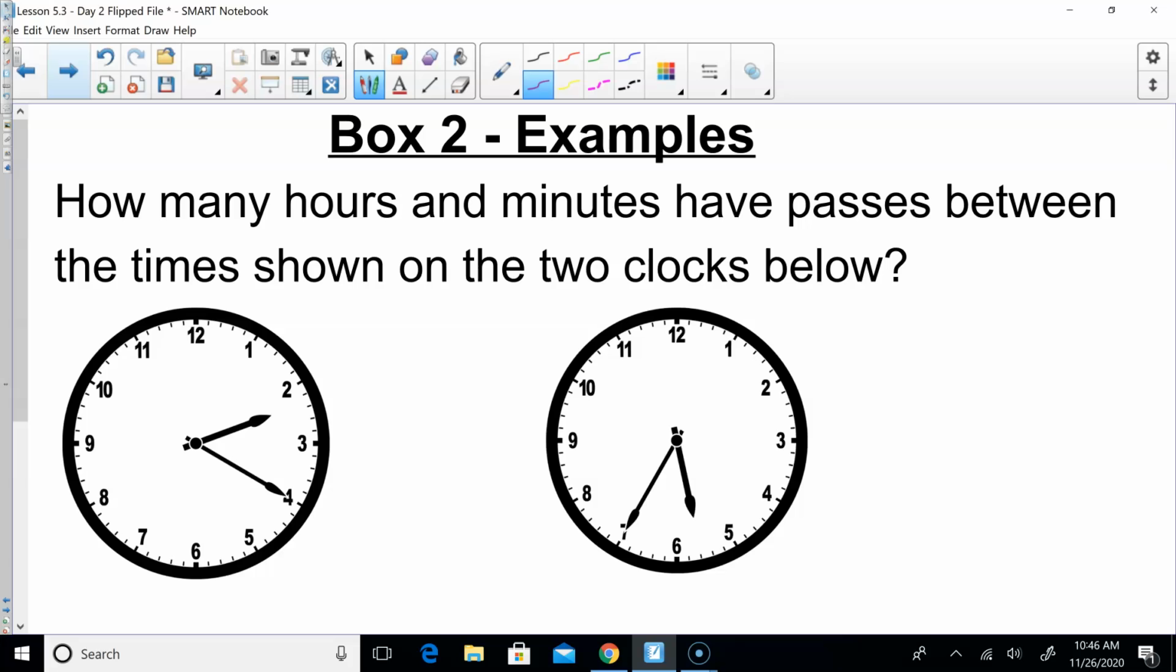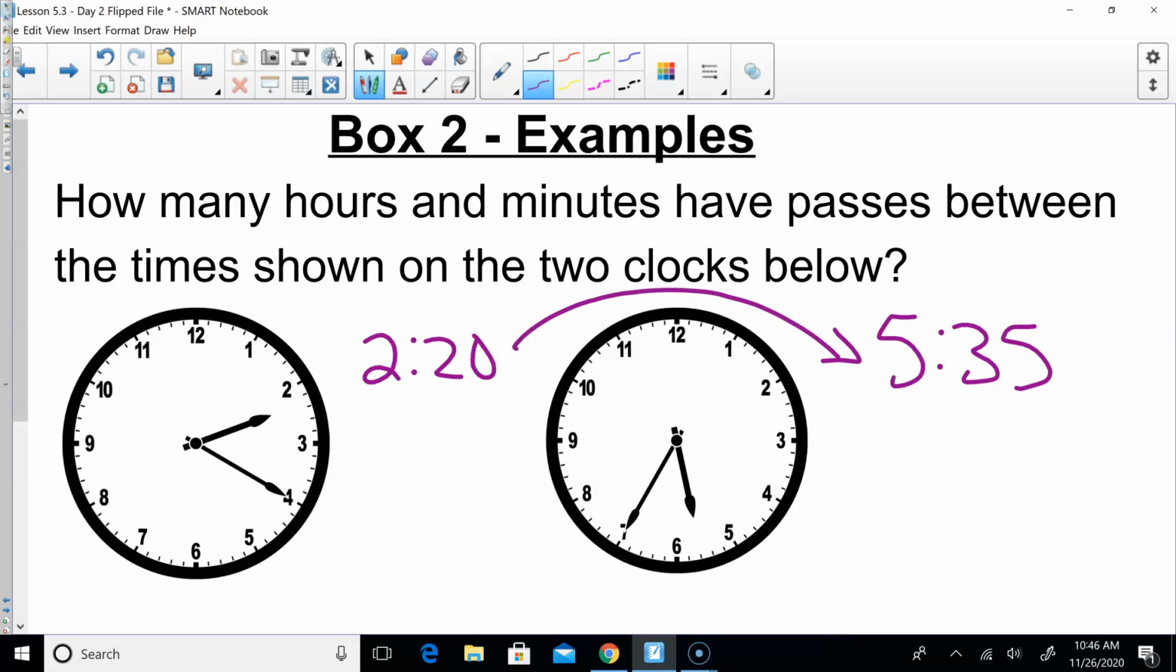So how many hours have passed between the times shown on the two clocks? Well, we're going to use our information from the last time. We know this was 2:20, and this was 5:35. So they want to know how much time has passed between 2:20 and 5:35.